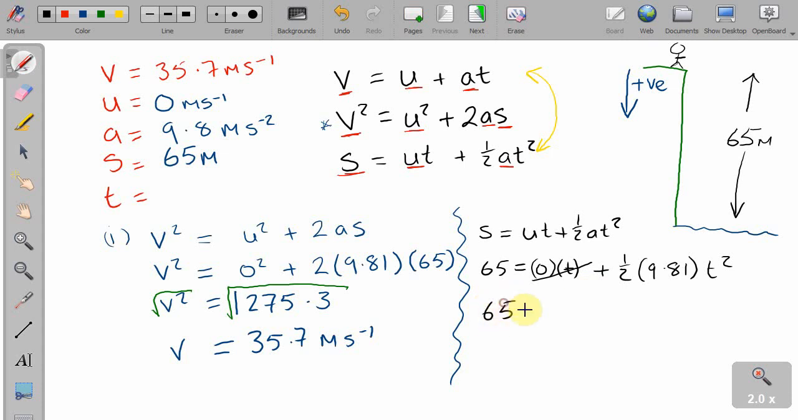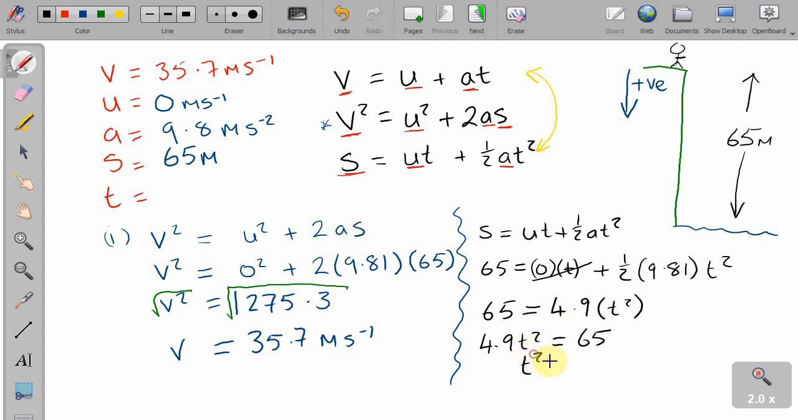So we bring down the 65 here on this line is equal to, and now if I do a half by 9.81, I get 4.9, 4.9 times t squared. Now I've got this t squared term. I want to get this t squared term on its own, but it's multiplied by 4.9. So I have to divide this side by 4.9, which means I have to divide that side by 4.9. So first I'm going to flip these over. So this is 4.9 t squared is equal to 65, just because people find it easier to have the unknown variable on the left-hand side of the equation.